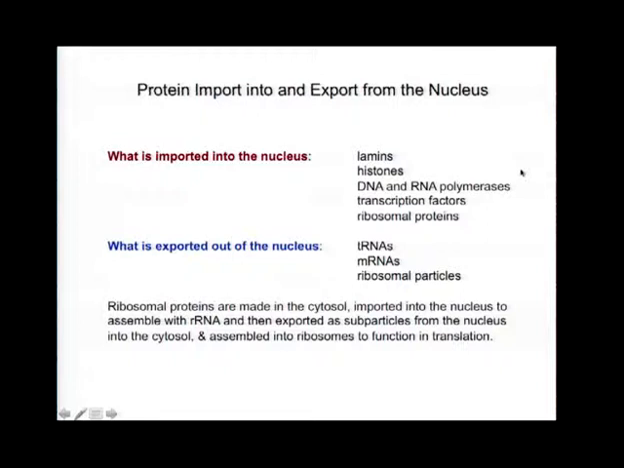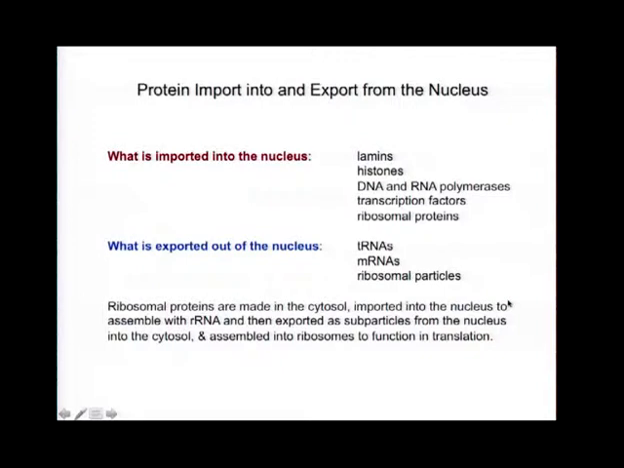So all that has to be imported in there, and obviously to get signaling and response of what happens at the cell surface to expression in the genome, we better have a bunch of transcription factors that can make it in. Similarly, the tRNAs and mRNAs must be able to go out, and like I said, the ribosomal particles, we construct what we need, we break it in half and put it out as two particles and construct the ribosome itself back out there in the cytoplasm.